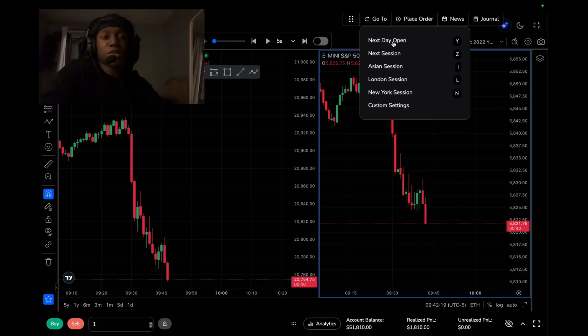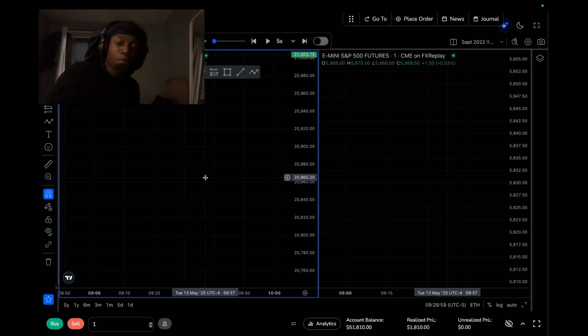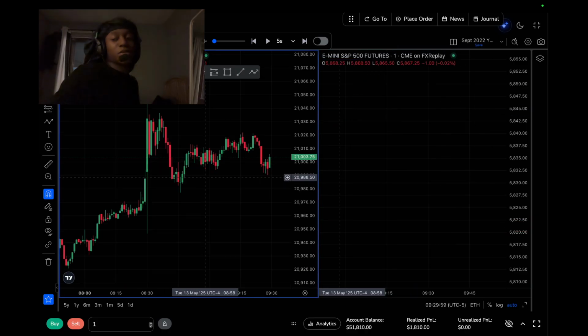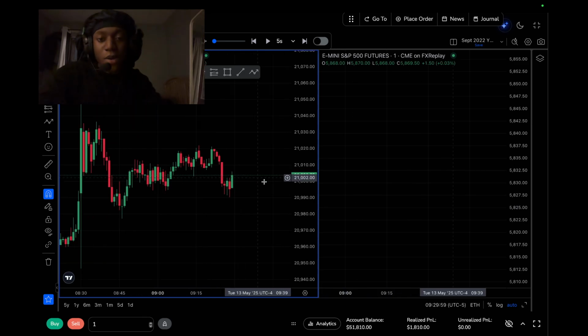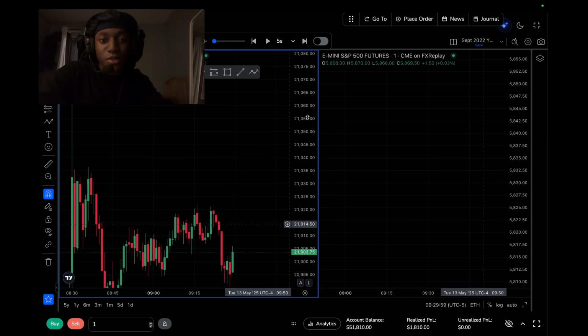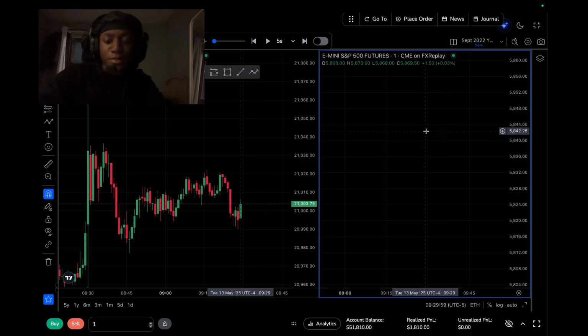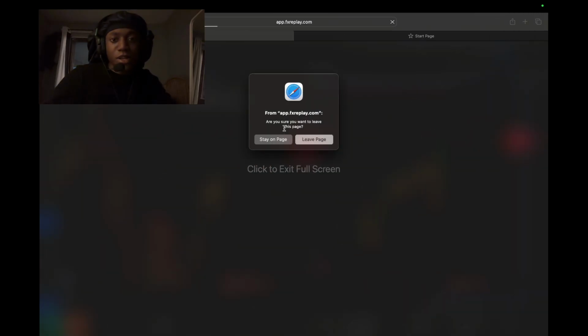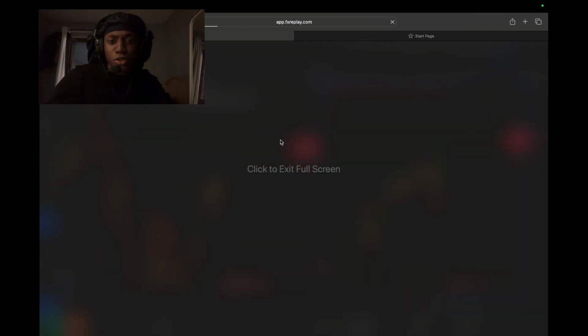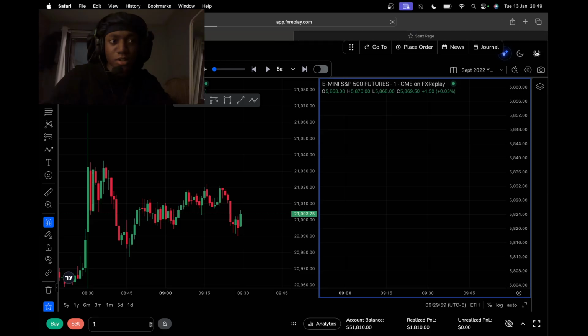Bit of a riskier one just because price had already taken out so many draws, and I entered as price took out another draw. However, we had those 5-minute swing lows, which looked clean, which I was pretty confident in price taking out, which is why I took the trade in the first place.